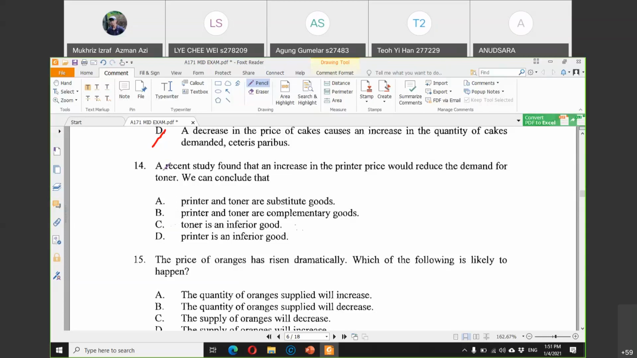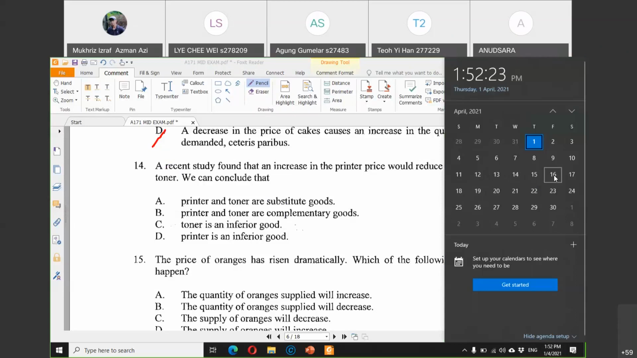And another 10%: we have 2 quizzes, 5% each, meaning that will be another 10%. So the remaining 20% is your group assignment, so that in total is 100%. Test 1 will be in week number 5, on the 16th of April. The tentative date will be on the 16th of April, next Friday.